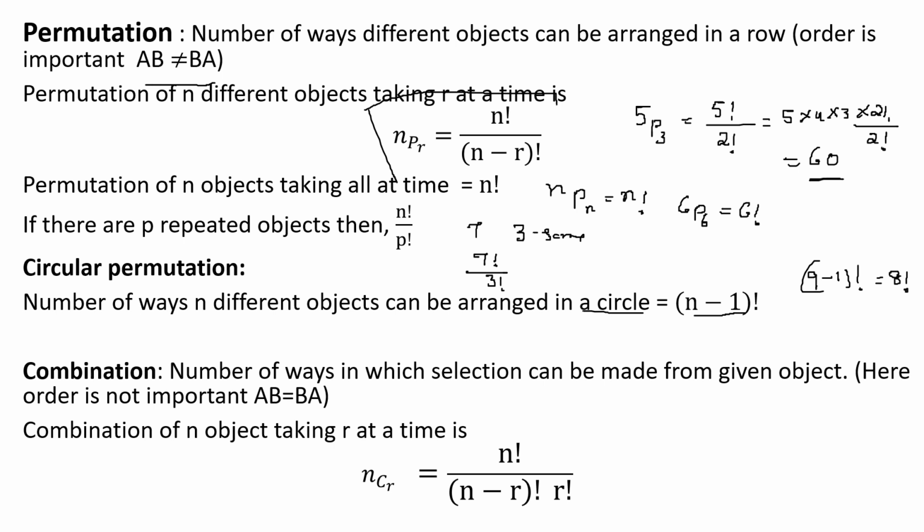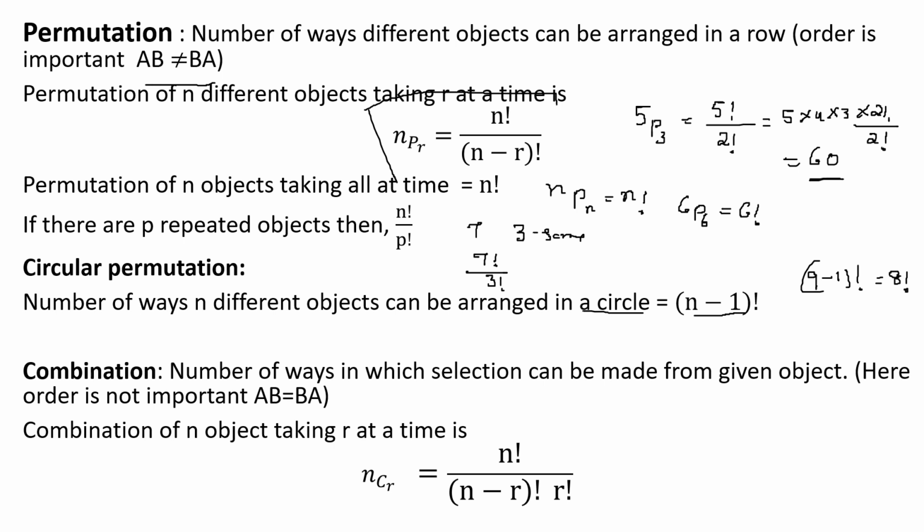Okay, next we have combination. It is the number of ways in which a selection can be made from the given objects. Here order is not important. So that means AB and BA both are equal. Whether we choose first A and then B, or first B and then A, both are considered the same. Combination of n objects taking r at a time is given by nCr is n factorial divided by n minus r factorial into r factorial.